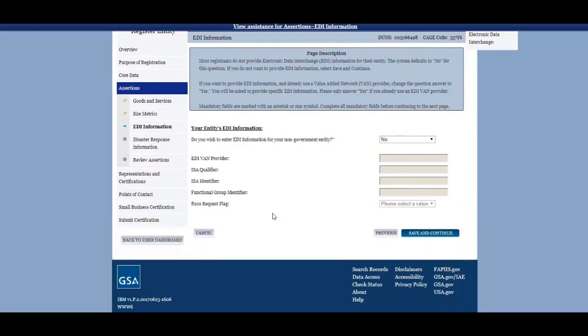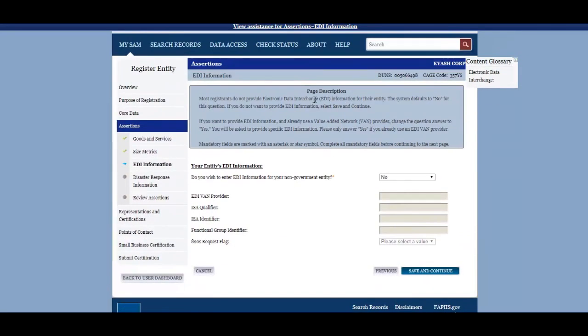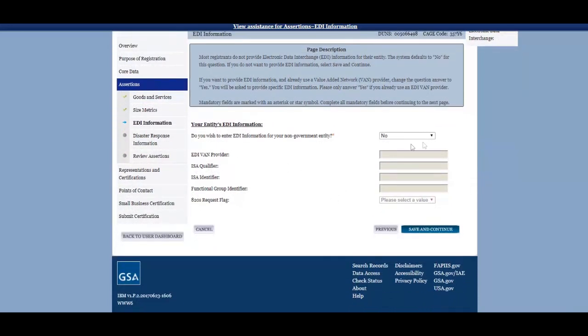Okay, your entity's EDI, electronic data interchange information. The system defaults to no for this question. So do you wish to enter EDI information for your non-government entity? No, we don't have EDI, so we're just going to leave that as no. If we did put in yes, then we'd have to fill in all these fields. So we are going to leave that as no.